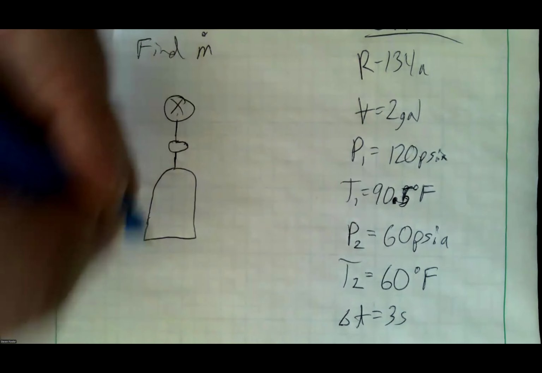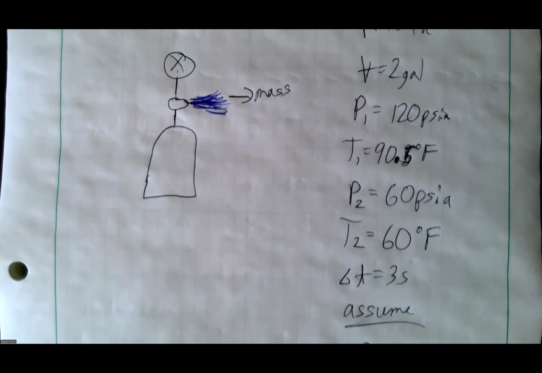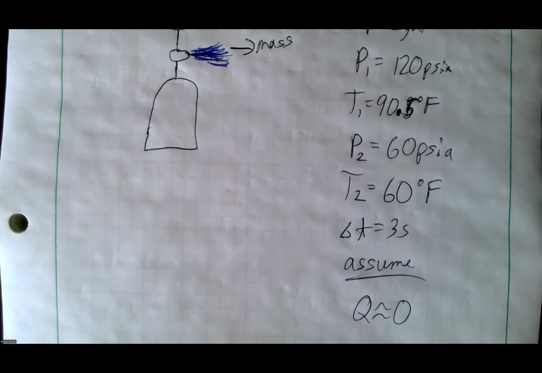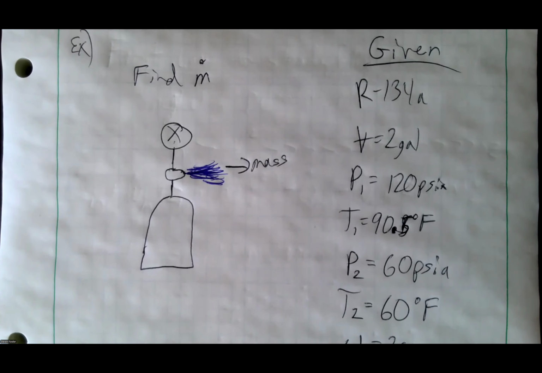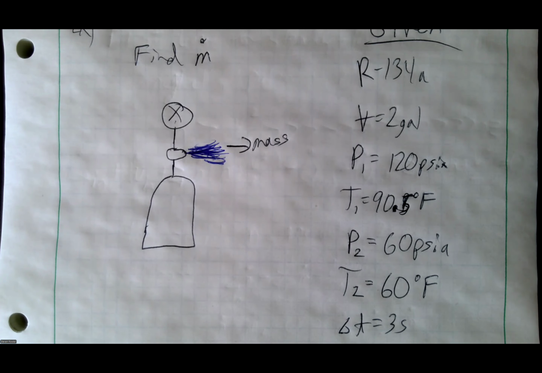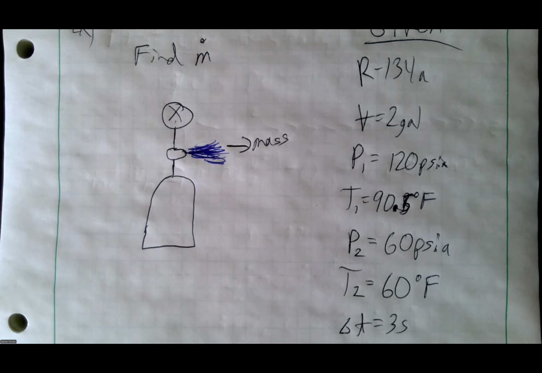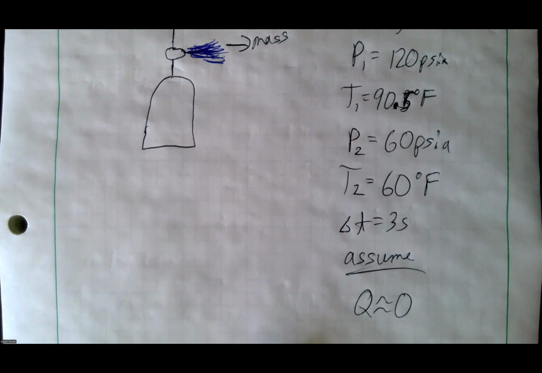I think we're going to assume that there's essentially no heat transfer. Why? Well, we don't really have any tools to find it. They didn't ask for it. And basically, if we heated this thing up at all as it was, excuse me, as it was losing mass over 3 seconds, then maybe our mass flow rate would go up. But we don't have that information.